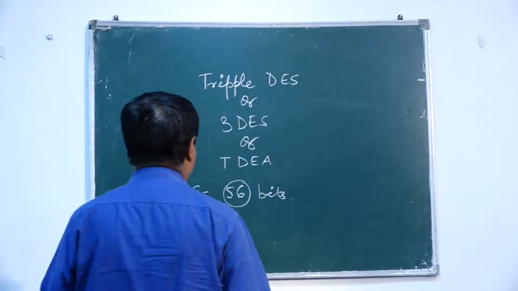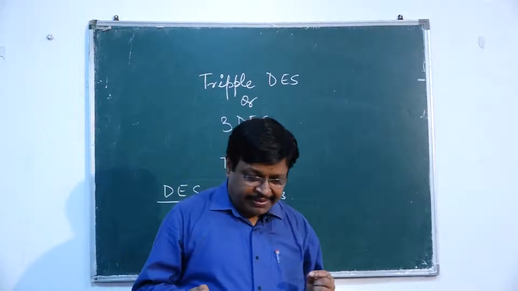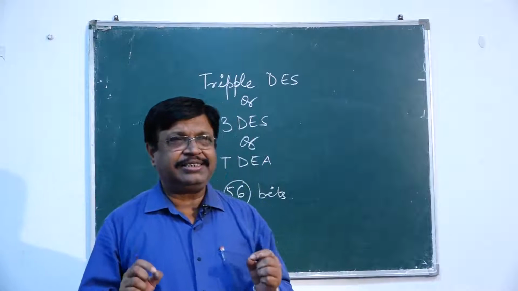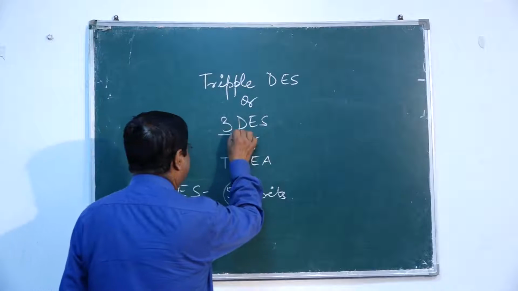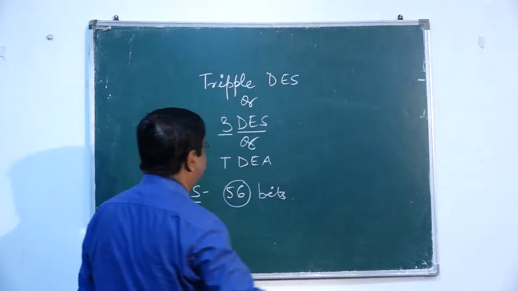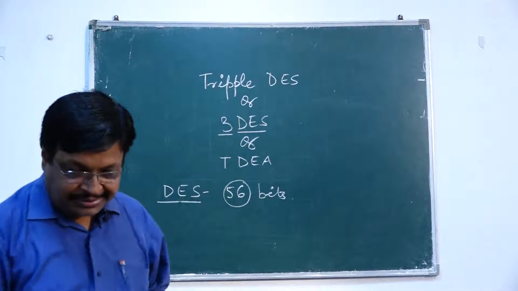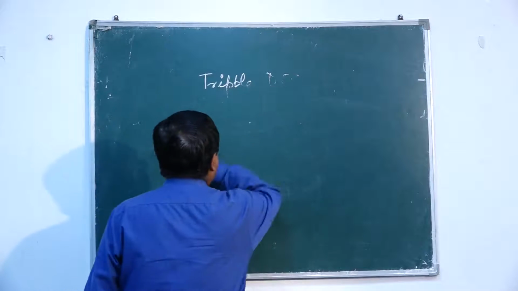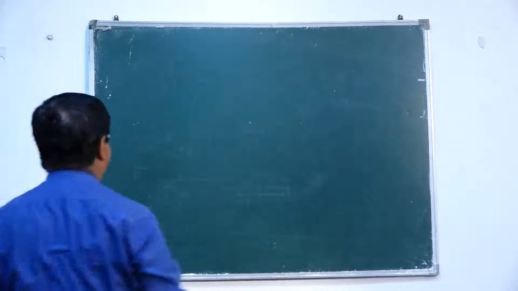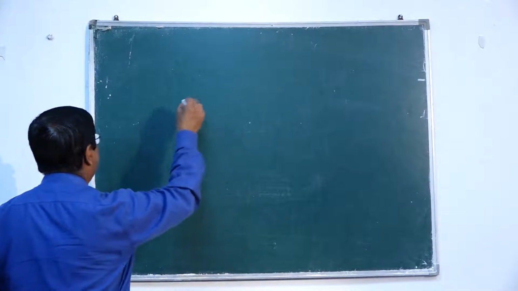So, what is this triple DES? As the name indicates, very simply speaking, DES is applied 3 times. 3DES means the application of DES 3 times. Now we understand in detail what TDES, triple DES, is.